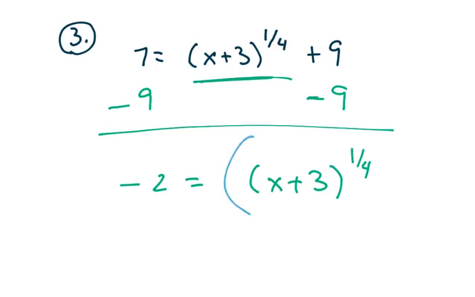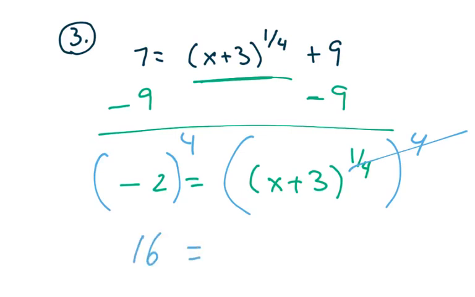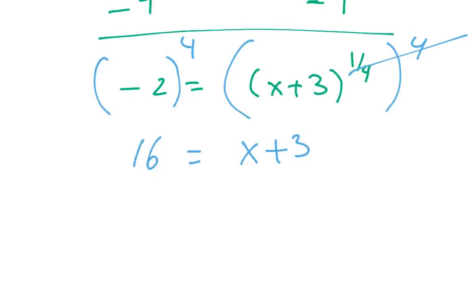Just like in the previous example, we're going to raise this to the 4th to get rid of the exponent. So these will divide out. Negative 2 to the 4th is positive 16, because a negative times a negative times a negative times a negative is positive, and 2 times 2 times 2 times 2 is 16. So this will give me 16 equals x plus 3. Finishing it off, we will subtract 3 from both sides, and x will be 13.